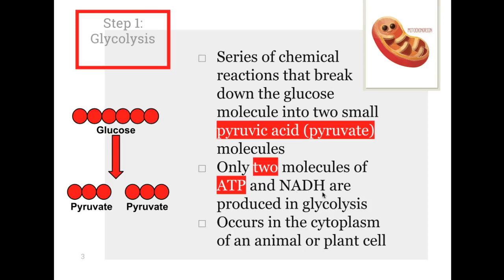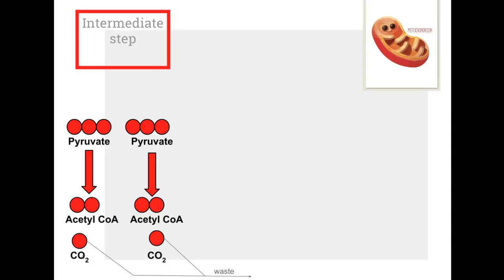So, just so you know, this happens in the cytoplasm of the cell. Remember, it happens in animal and plant cells, and it's happening before we get into the mitochondria. It happens in that liquid that fills the whole cell. So that is what we're going to be looking at for that first step.